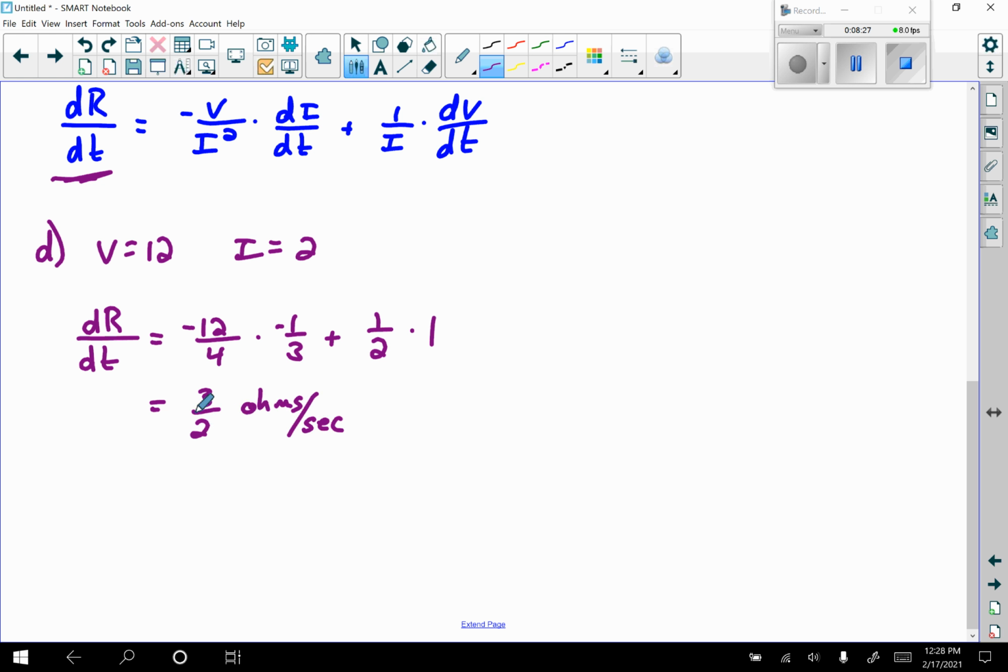Since this is a positive result, we would say R is increasing. And again, think about this. This is our first derivative, dR over dt. If that's positive, that is telling us that our function is increasing. So R is increasing. All right, and then let's take a look at number 9.